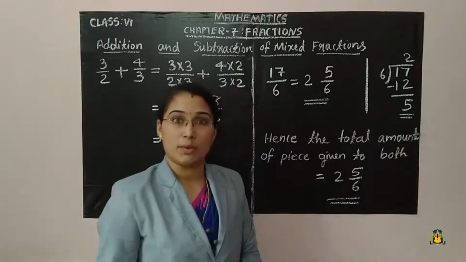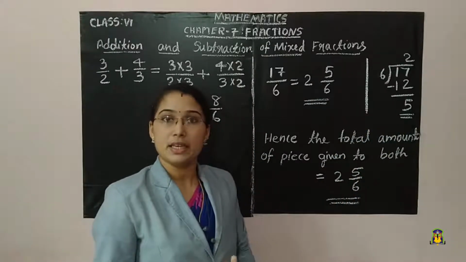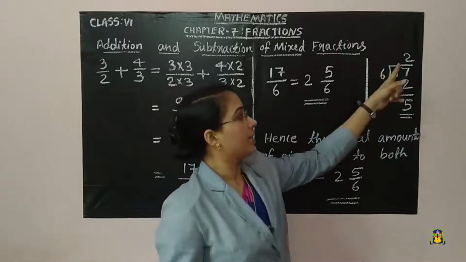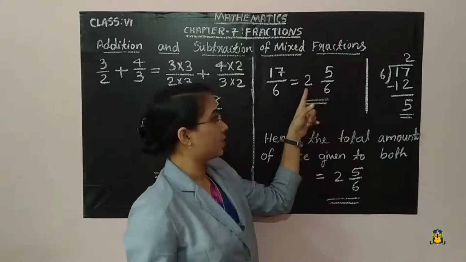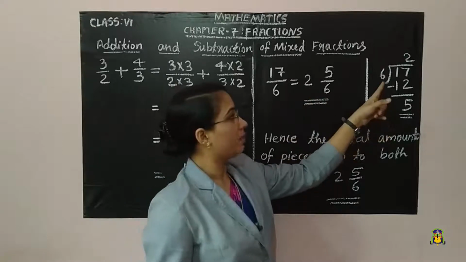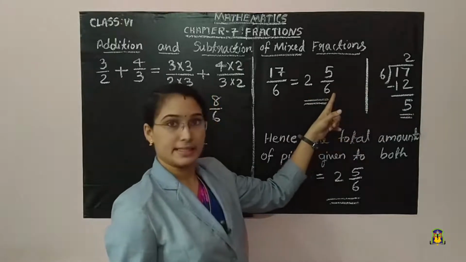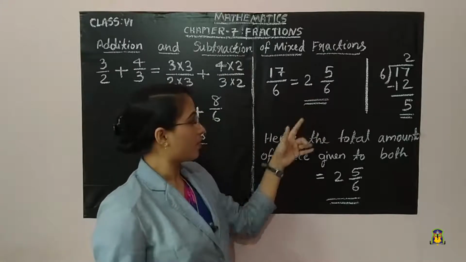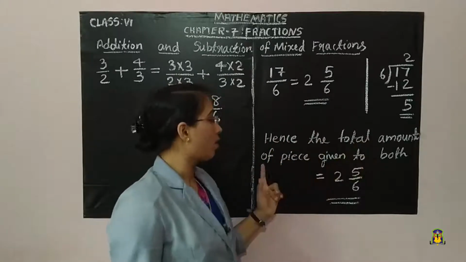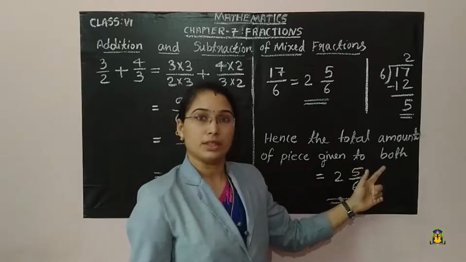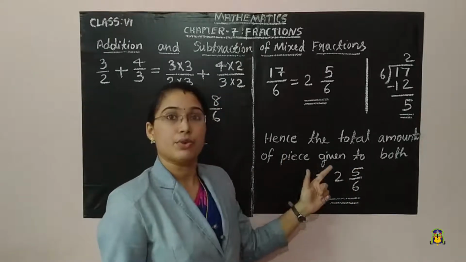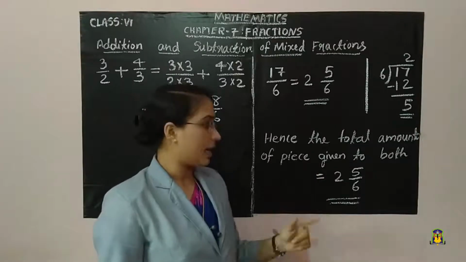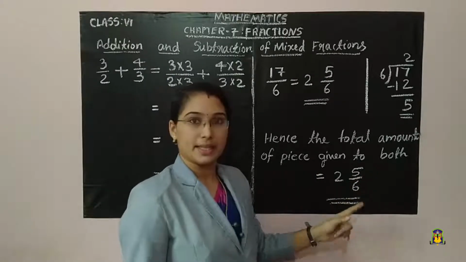Then we already studied the formula how to write improper to mixed. We want to write quotient, then remainder by divisor. So here the quotient is 2, then remainder by divisor is 5 by 6. So in our question, hence the total amount of piece of cake given to Naina and Najma is 2 5 by 6.